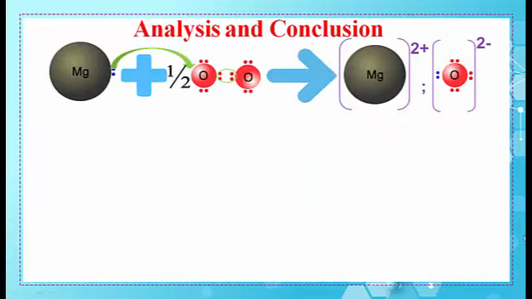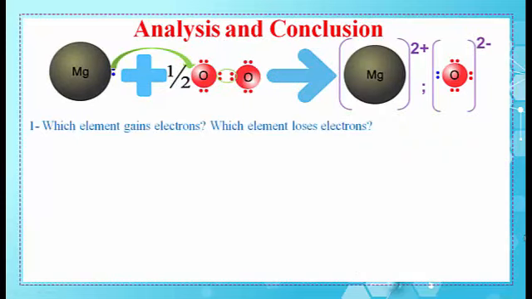Now let's try to answer the following questions. First, which element gains electrons and which element loses electrons? As you can see here, magnesium is going to lose electrons and oxygen is going to gain these electrons. Then magnesium loses electrons and oxygen gains electrons.